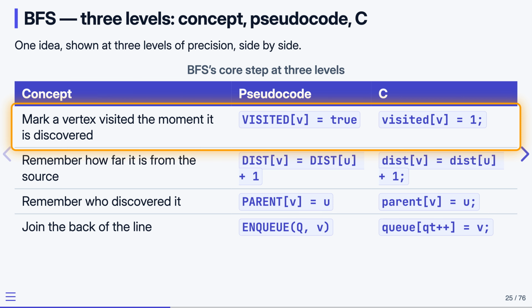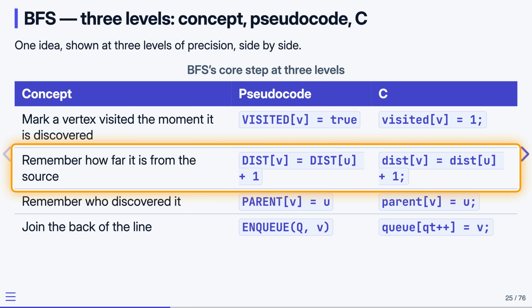First step. We mark a vertex visited the moment we discover it. In pseudocode, visited at V becomes true. In C, visited at V becomes 1. Second step. We remember how far the vertex is from the source. Its distance is the parent's distance plus 1. So dist at V becomes dist at U plus 1.